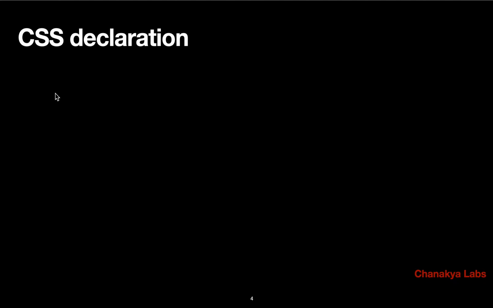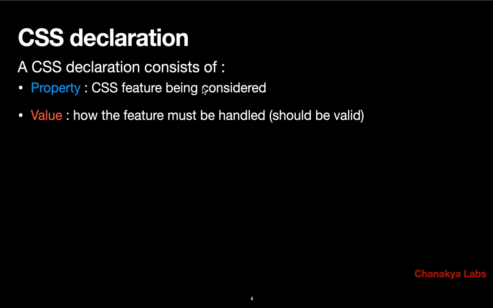Let's look at something called a CSS declaration. We have already used it, but we are defining it again because we have not used this terminology. A CSS declaration consists of a property and a value. If I say color red, then color is the property and red is the value, separated by a colon and ending with a semicolon. This whole thing is called a declaration.